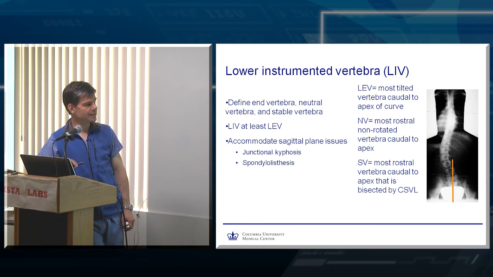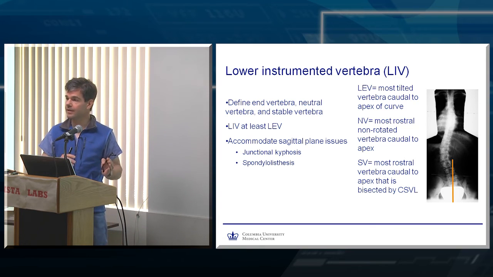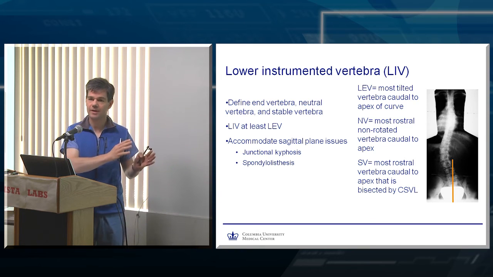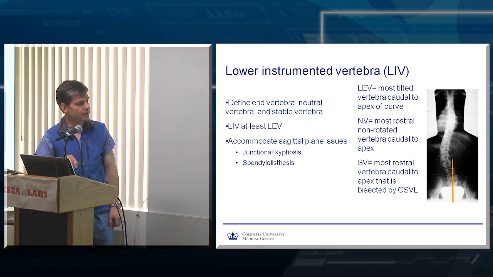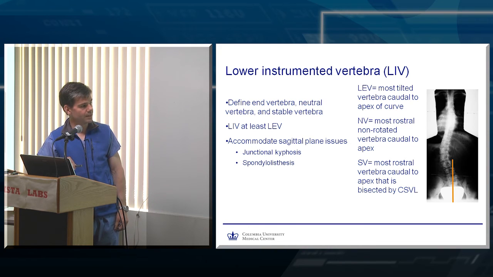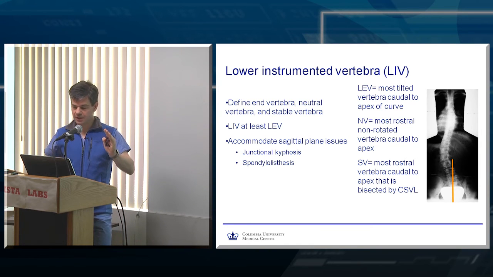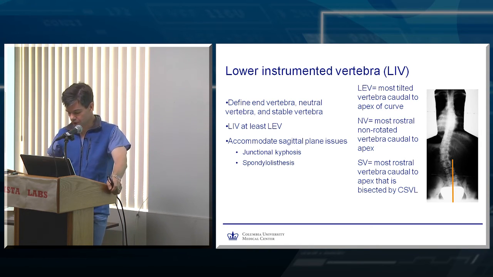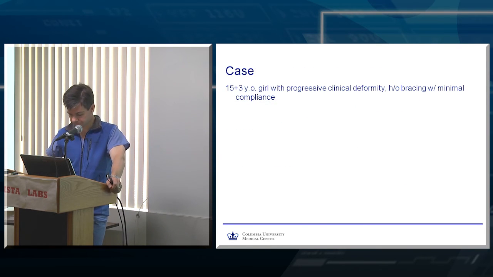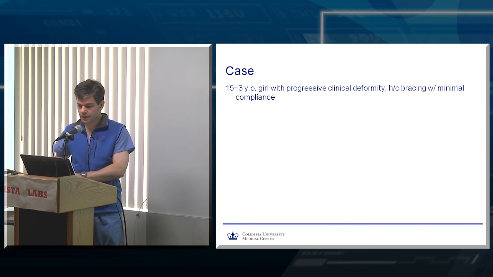Generally like to get to at least a Lenke B with your LIV, meaning you want that lowest instrumented vertebra to at least be touched at the lateral vertebral body by the CSVL. Anything that's more displaced than that generally is going to have a significant angle at that distal junctional disc and be potentially high risk for adding on. So a couple of quick cases.